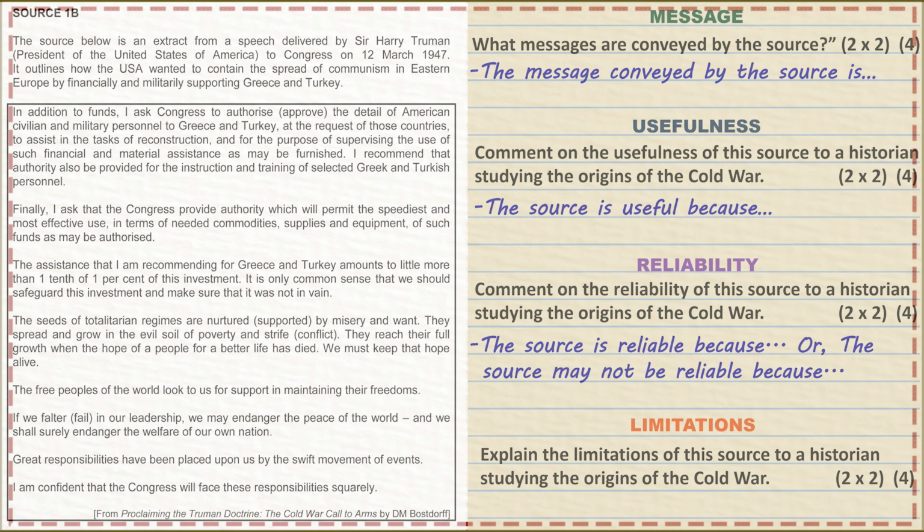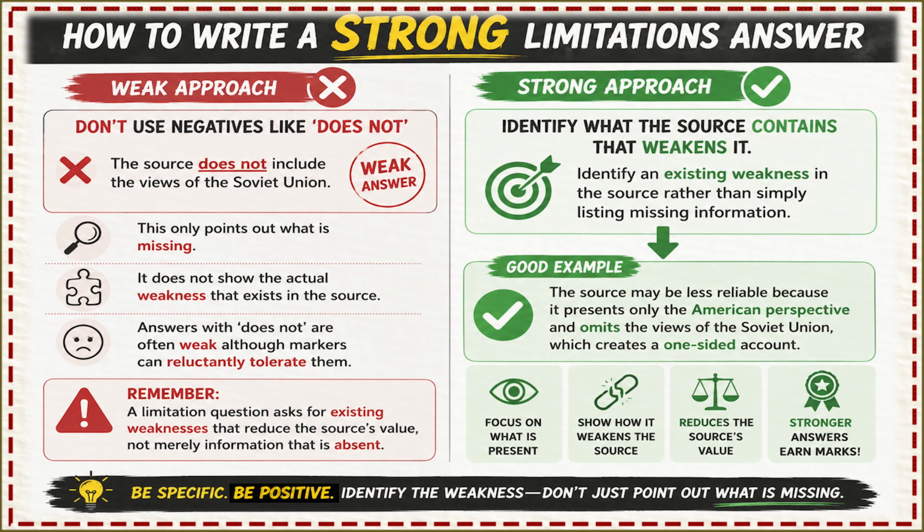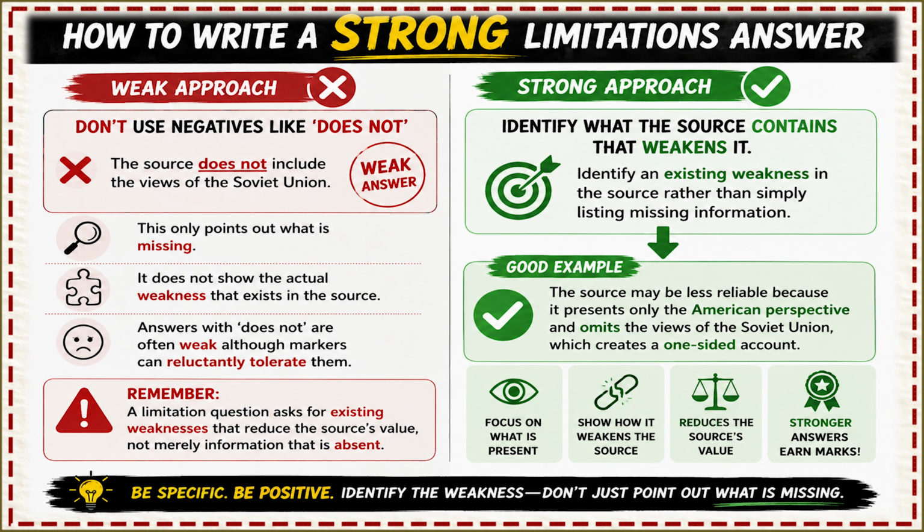Finally, let's look at limitations. Let's not forget our template to start the answers. The limitation of the source is that... The big rule here is that for a strong answer, don't use negatives like does not, as in the source does not. Instead, identify what the source contains that weakens it. Identify an existing weakness in the source rather than simply listing missing information. Because a limitation question asks learners to identify weaknesses which are present in the source, that reduces its value, not merely information that is absent. Answers with does not are often weak, although markers can reluctantly tolerate them.